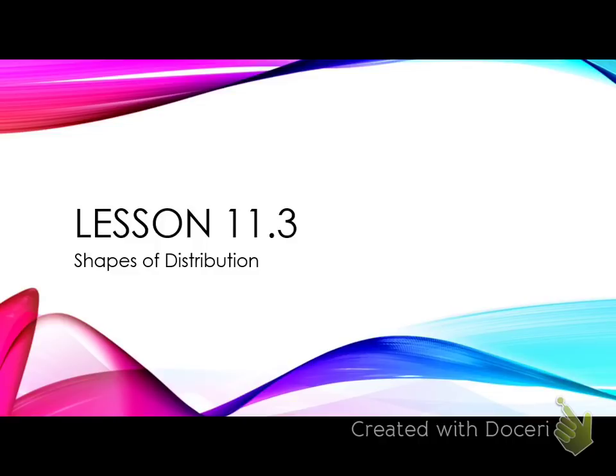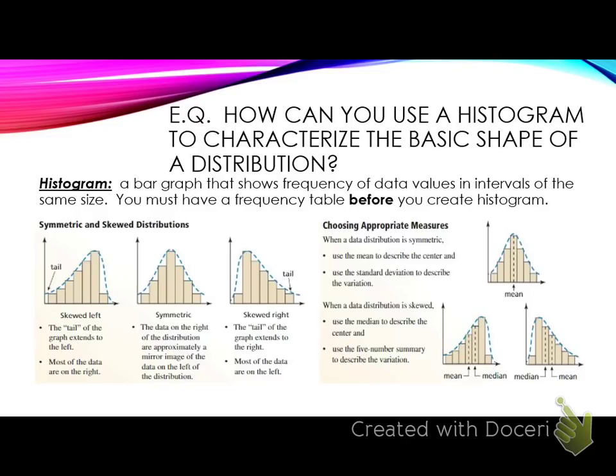We are going to be, after tonight, more than halfway through the final chapter in our book. And we're going to look at shapes of distribution. You were kind of introduced to this today in class with our box and whisker lesson, when we looked at whether the left whisker was longer than the right whisker or if the two whiskers were symmetrical. So the essential question for tonight is: how can you use a histogram to characterize the basic shape of a distribution? Now look at the definition.